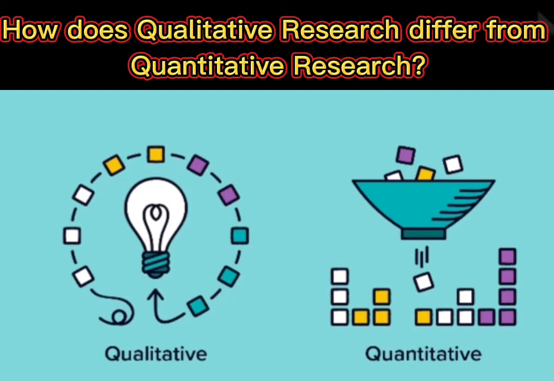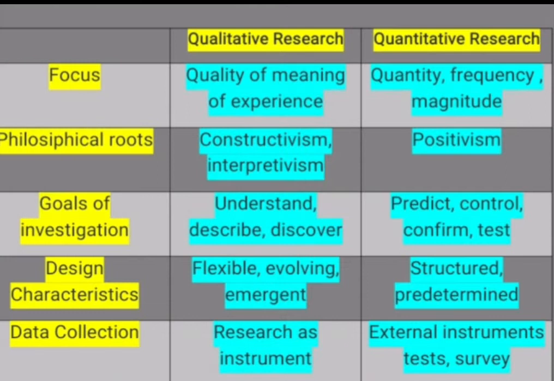How does qualitative research differ from quantitative research? Focus. Qualitative research focuses on the quality of experience, trying to describe or understand the essence or nature of human experience. Quantitative research, on the other hand, focuses on more measurable facts, asking questions such as how much, how many, or how frequently.